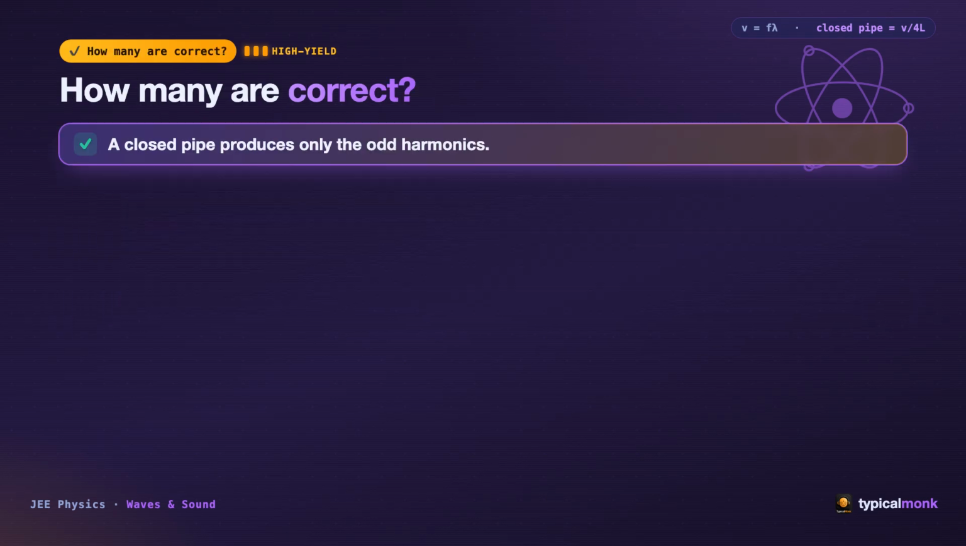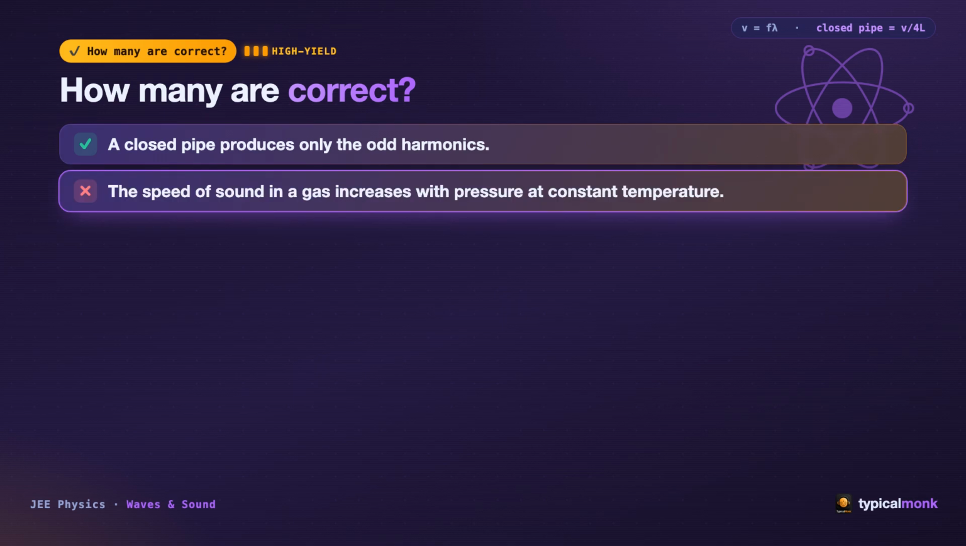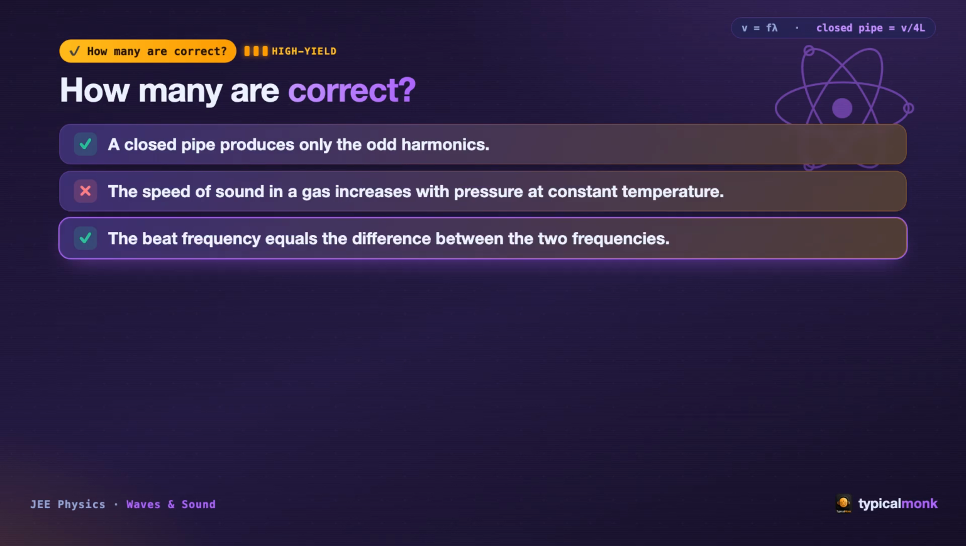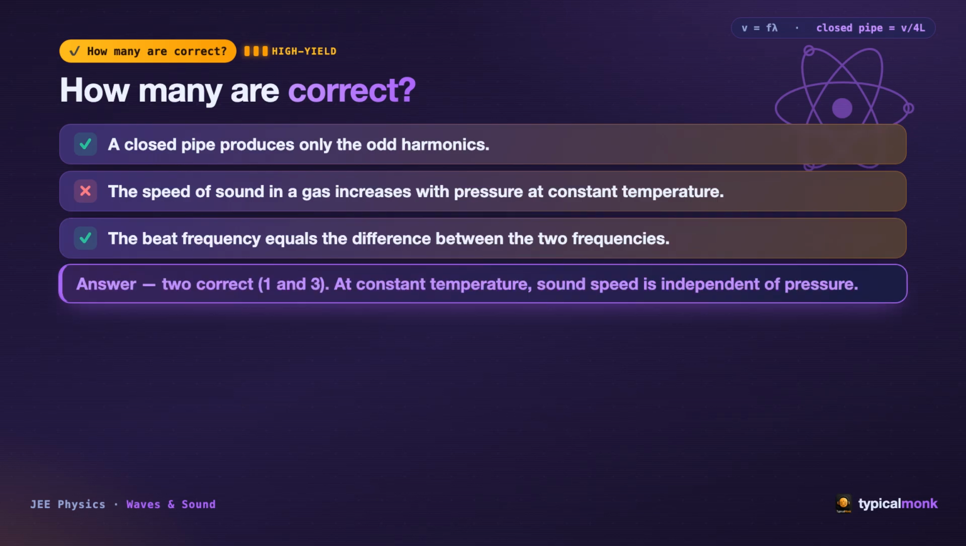Now, how many of these 3 statements are correct? 1. A closed pipe produces only the odd harmonics. That is correct. 2. The speed of sound in a gas increases with pressure at constant temperature. That is wrong. At constant temperature, it is independent of pressure. 3. The beat frequency equals the difference between the two frequencies. That is correct. So the answer, 2 are correct. Statements 1 and 3. The trap is statement 2. At constant temperature, sound speed does not depend on pressure.